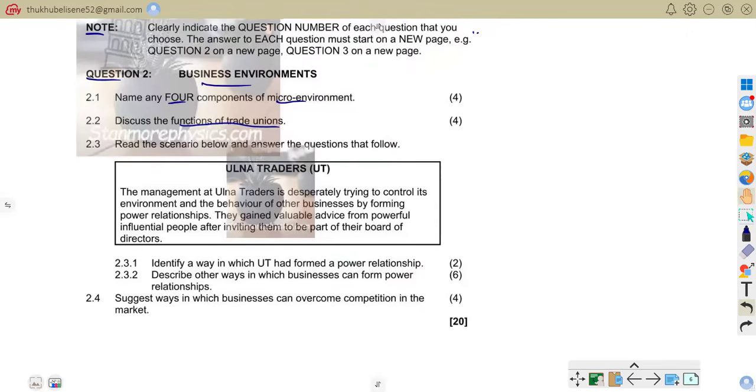With 2.3 now, we are to read the scenario below and answer the questions that follow. Then we're talking about Ulnar Traders, UT. The management of Ulnar Traders is desperately trying to control its environment and the behavior of other businesses by forming power relationships. So they get valuable advice from powerful, influential people after inviting them to be part of the board of directors.